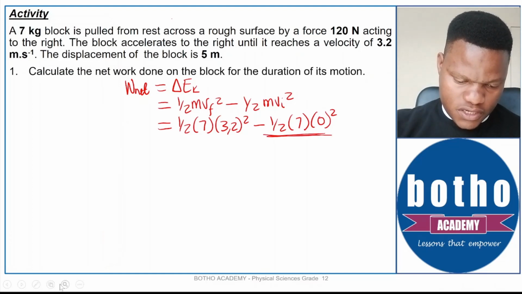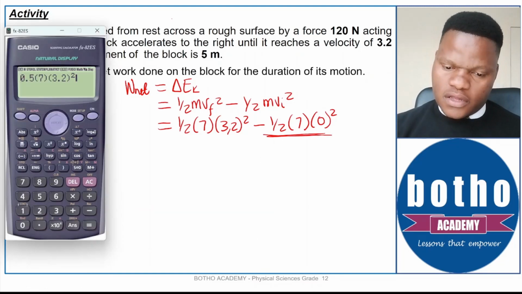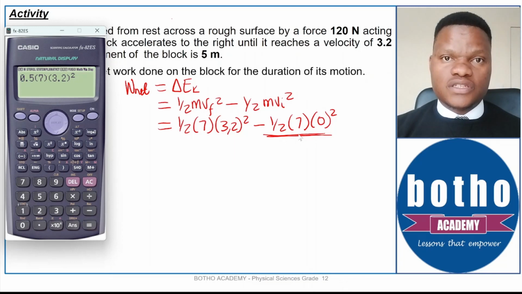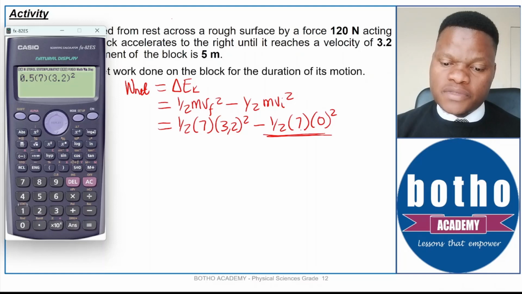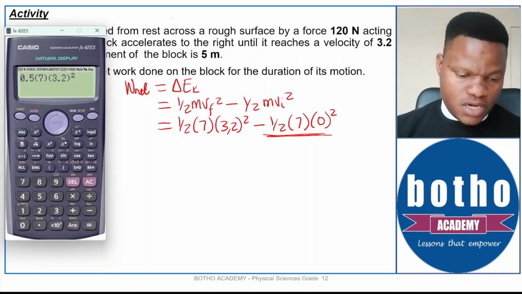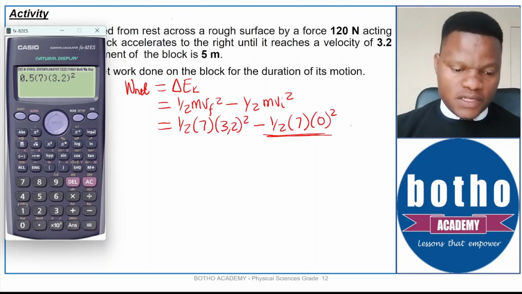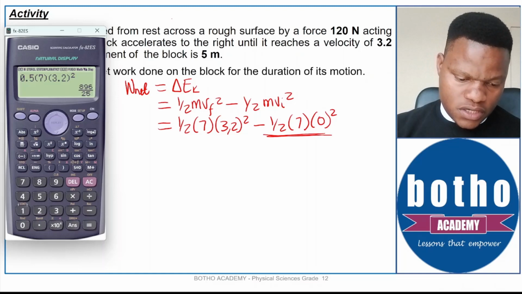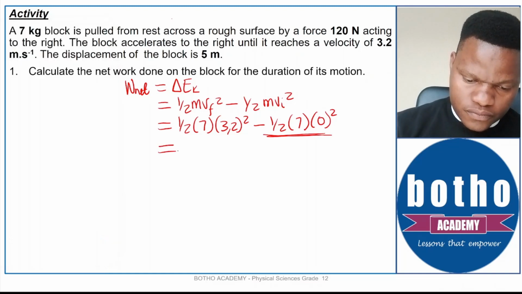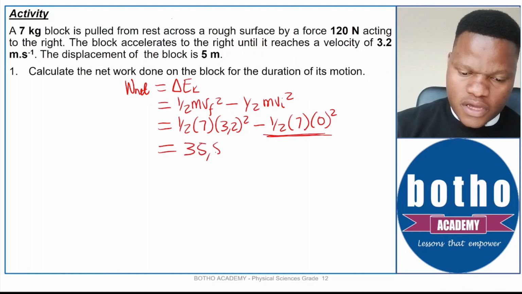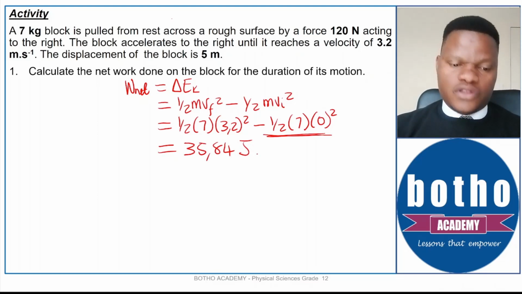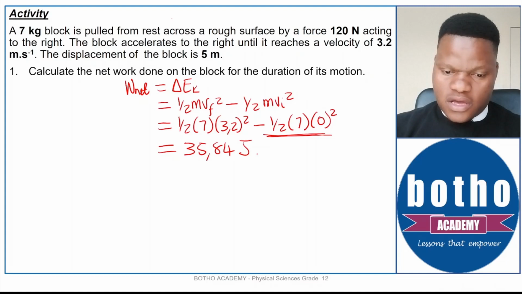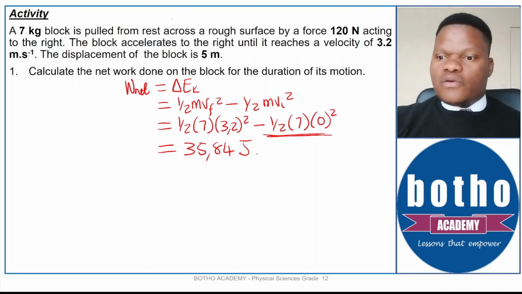Let's have our calculator back. The right hand side of our equation, as we can see there, is going to give us 0 because this is half times 7 times 0. So the last part of the term is not necessary for us. 0,5 times 7 times 3,2 squared will then give us 35,84 joules, and that is the answer for the net work done on the object. That is when we use the work energy theorem.